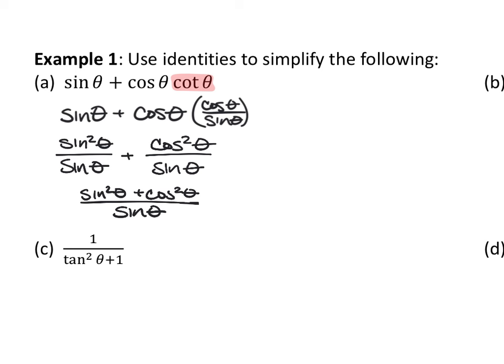Now your spidey senses probably aren't tingling yet because you've just learned about this, but that numerator should look like something on your formula chart. Find sine squared theta plus cosine squared of theta on your formula chart. What is it equal to? 1. So I can change that whole numerator into the number 1. This is 1 over sine of theta. And what is 1 over sine of theta?